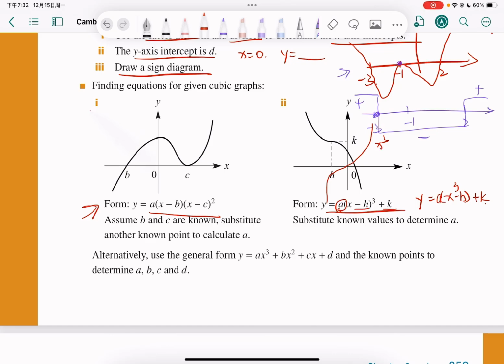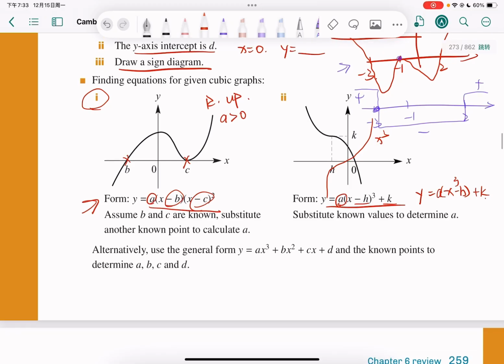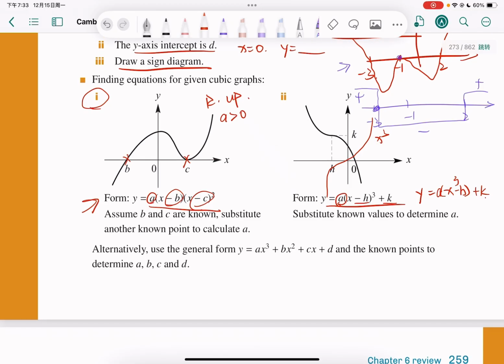However, for part I, we factorize it first and then use the intercept. And in this case, a is greater than 0, because it's right and up. And we use the intercept and the leading term constant to determine if it's right up or right down. If a is negative, then we start from here and do some other curve like that.